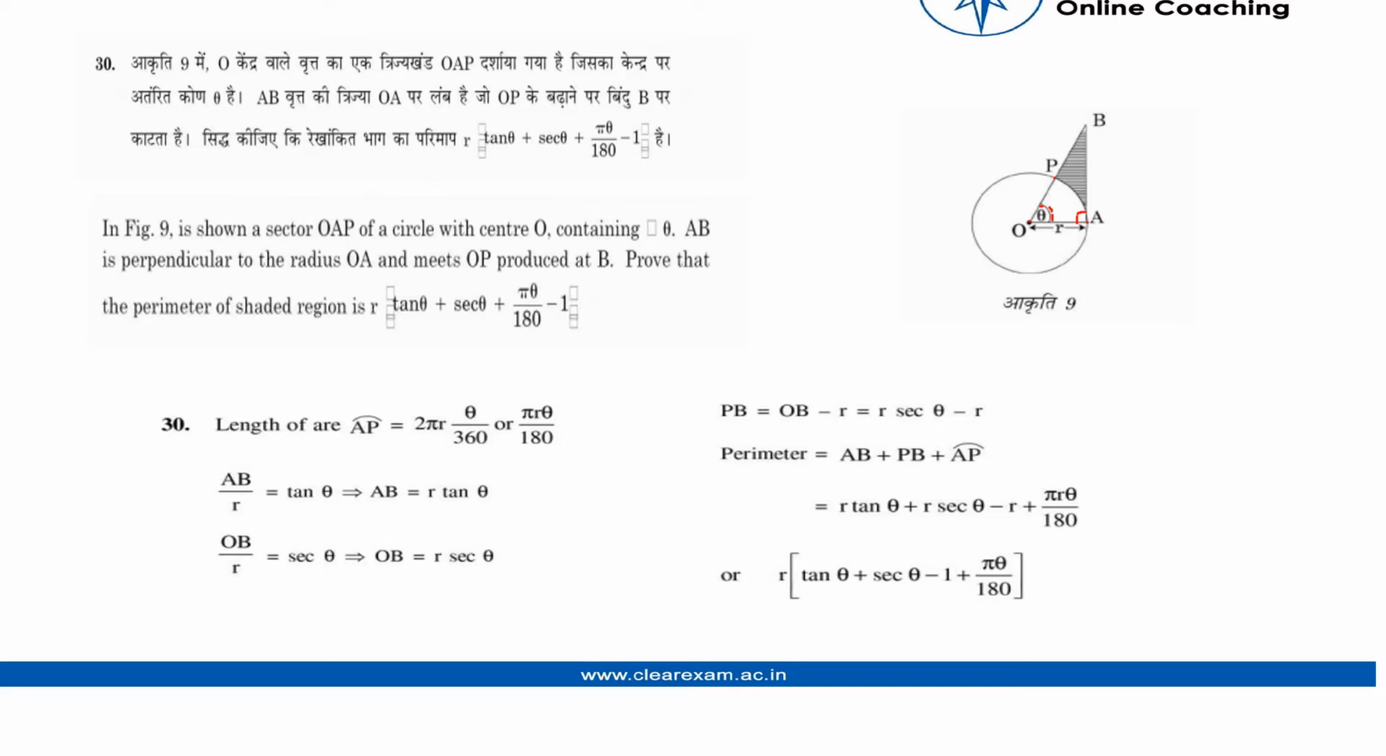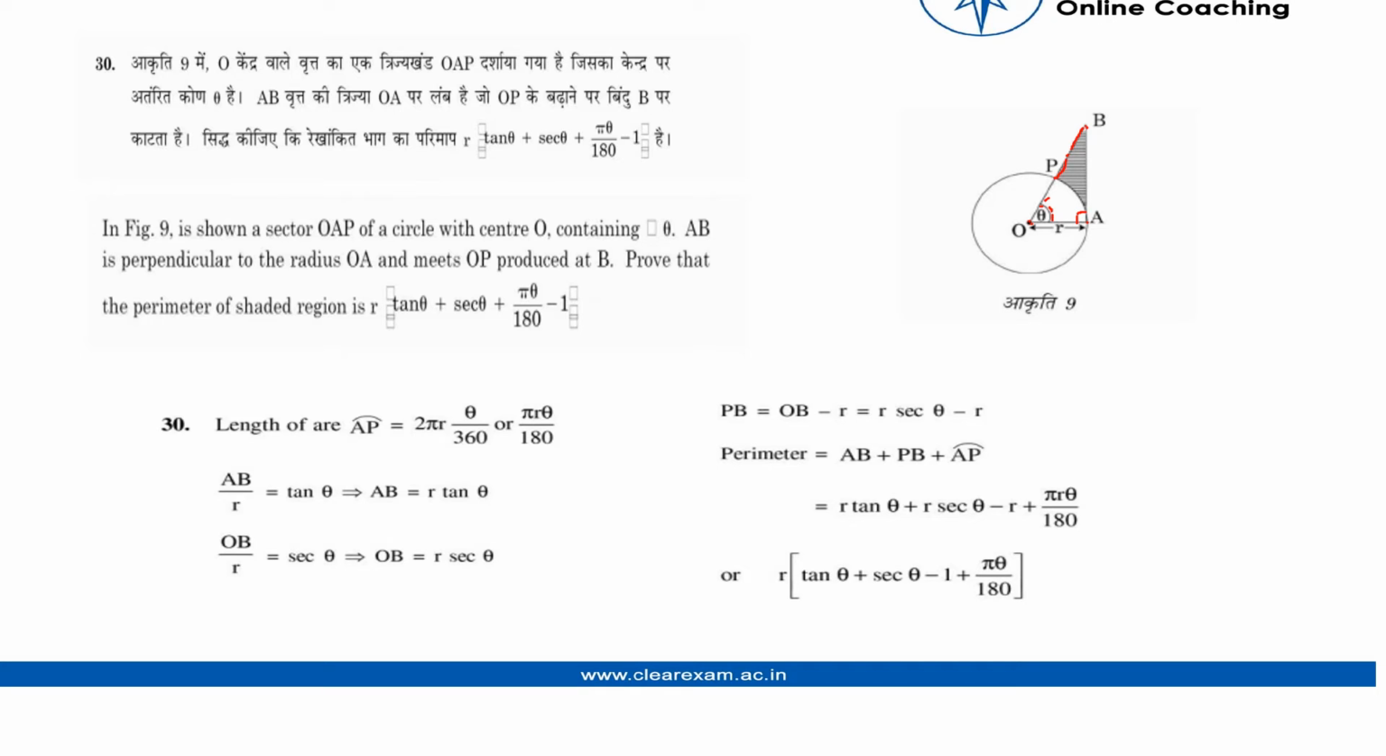which is produced at B. This is OP, which is extended to point B, and they intersect at point B. And we have to prove that the perimeter of the shaded region is r(tan theta + sec theta + pi theta/180 - 1). So let's see the solution.